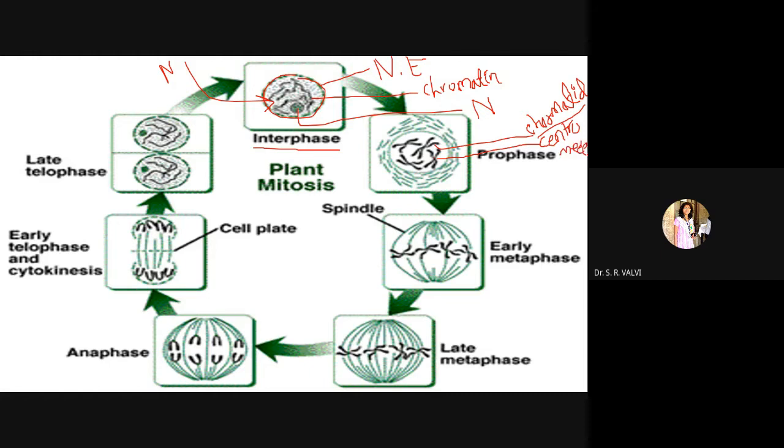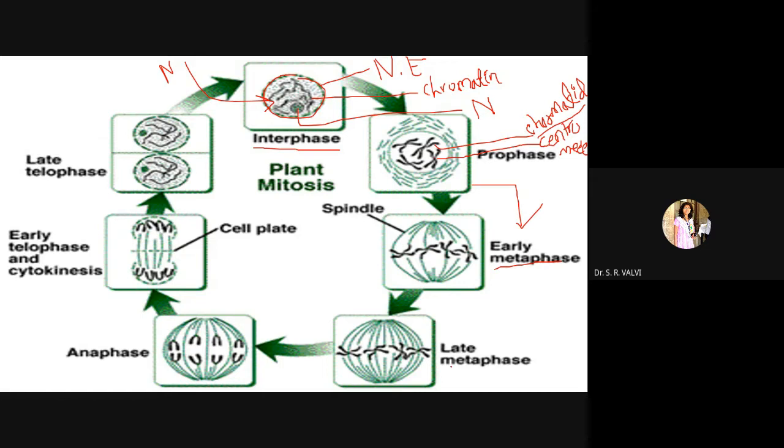Now here the nuclear envelope totally disappears. It starts disappearing here, and in the prophase it is disappearing, right? Now when this same prophase enters into early metaphase, right? So in early metaphase, these chromosomes are moving towards the middle line of the cell, and hence this is called early metaphase.